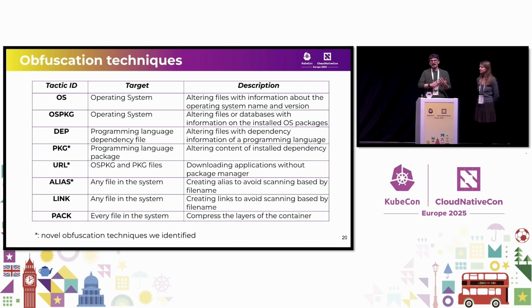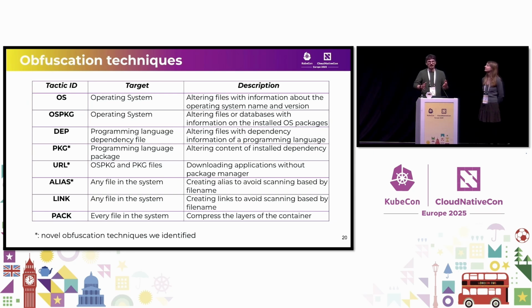Similarly, we have package obfuscation. Package obfuscation happens when a user downloads dependencies and then alters the content of the downloaded dependency. Let's say the user changes the content of the node modules so that the version information or author information of the dependency is altered.